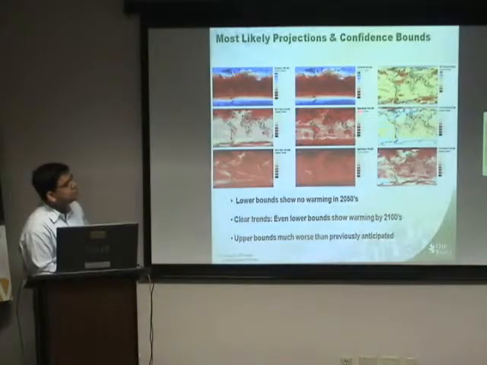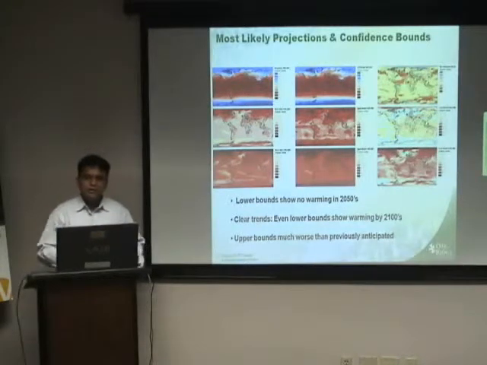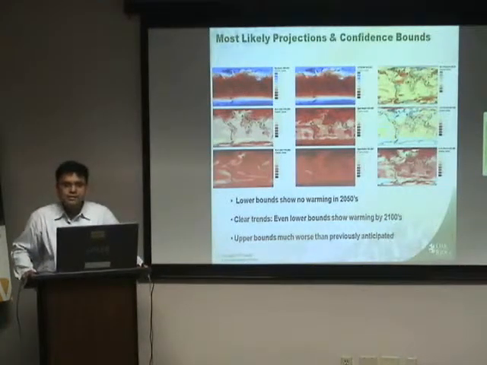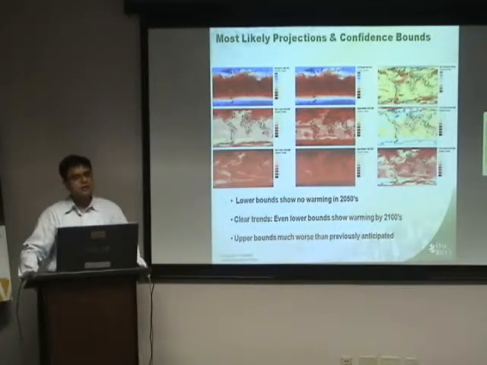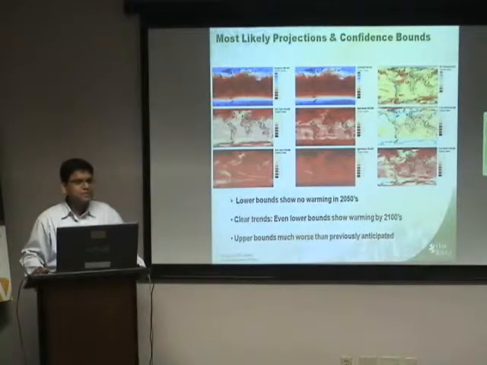However, the upper bounds are even worse than what we thought. So upper bounds in 2050, 2100 show significantly more warming than what we thought. So what this means is that the trends are higher than what we thought, but uncertainties and variabilities are also higher, which means that the urgency is there to act. At the same time, the complexity of decision making is a little bit harder than what we thought.